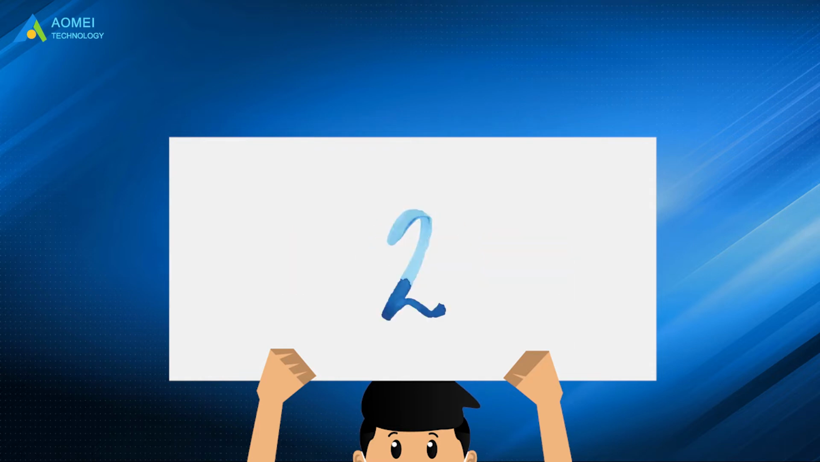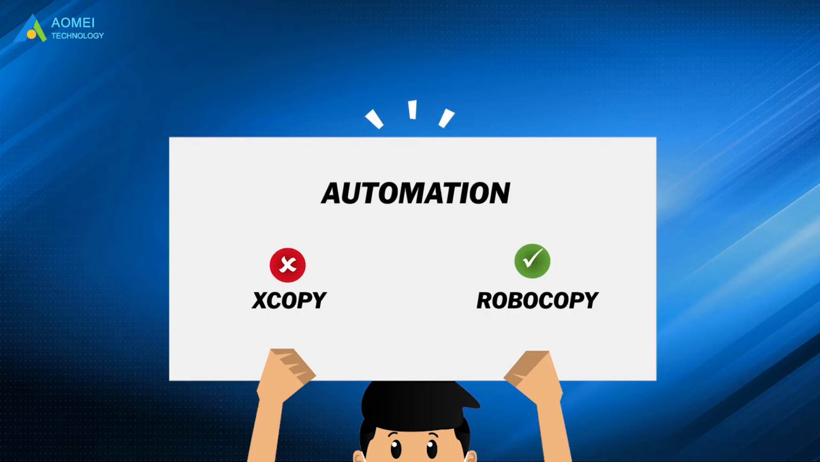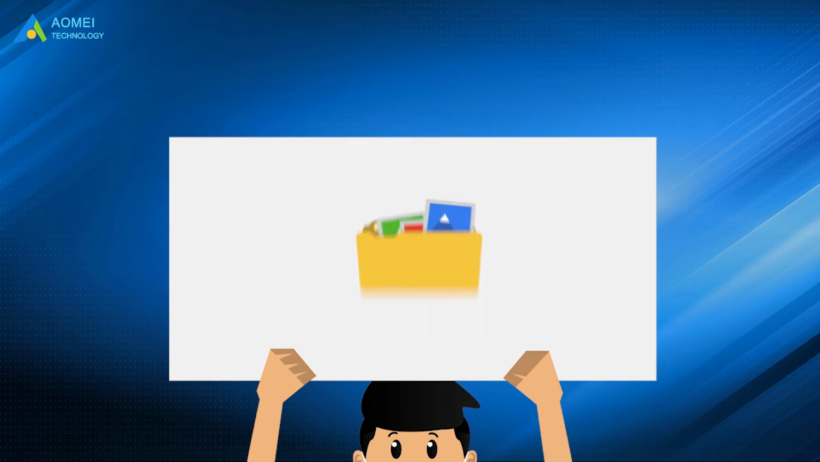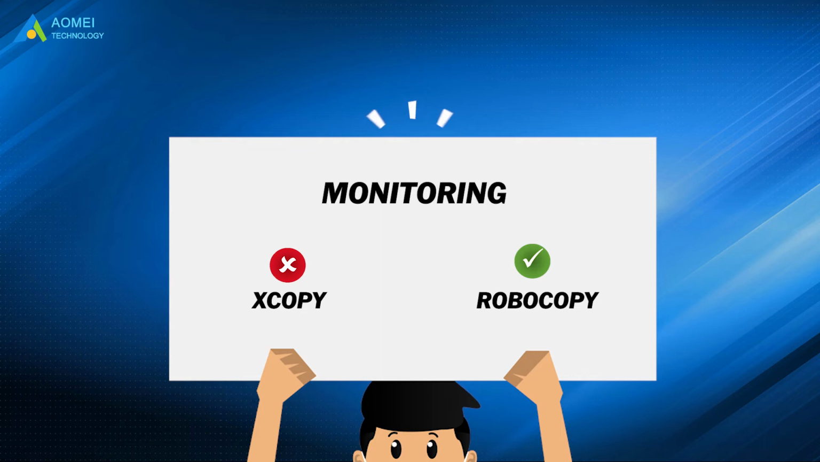Number 2. Robocopy has automation settings. Xcopy does not. Using the run hours option with Robocopy allows you to set when copies should be done, rather than the time of the command as with Xcopy. This automation is most useful for performing daily backups or large batch jobs that require some time but do not require interaction.